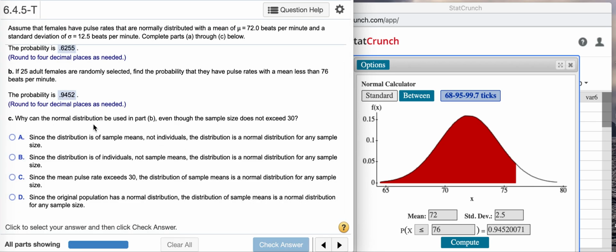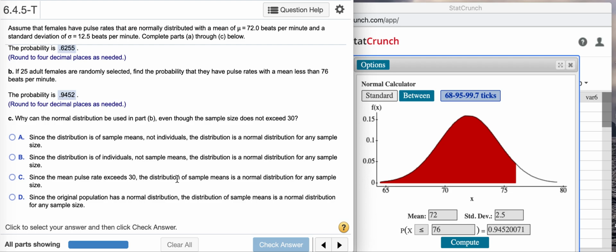So why can the normal distribution be used in part B even though the sample size does not exceed 30? So here they're trying to have you recall the central limit theorem. And the central limit theorem says that even if the population is not normal, as long as your sample size is 30 or larger, then you can believe that the sampling distribution would be approximately normal.